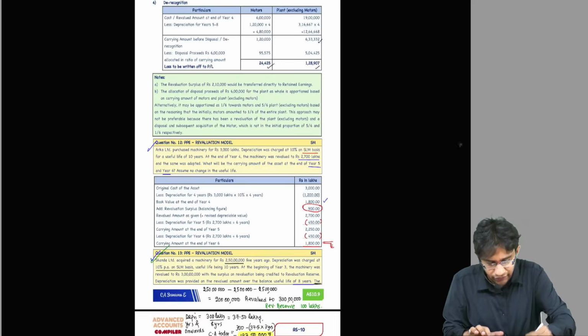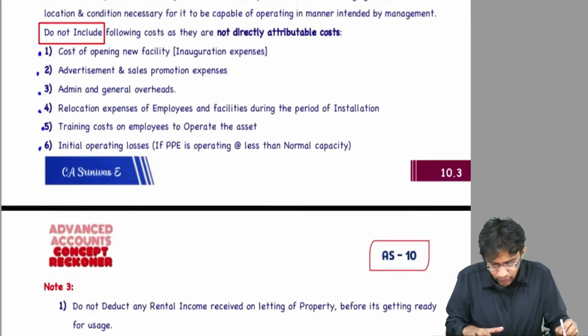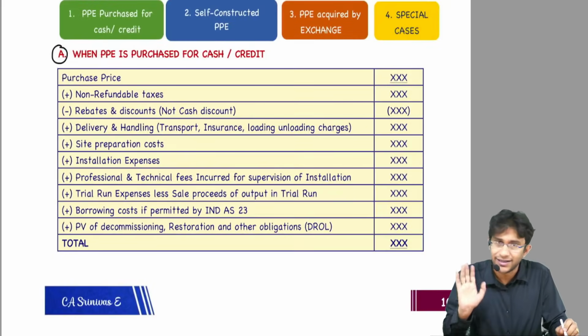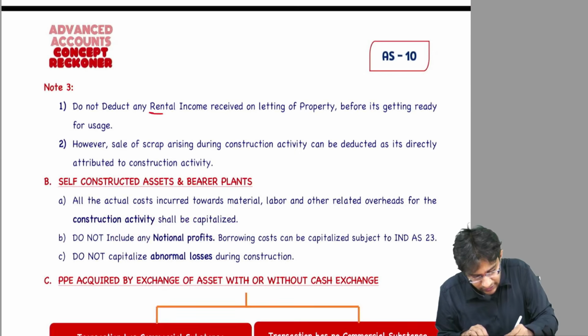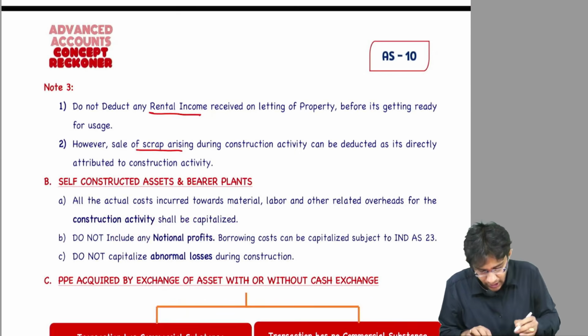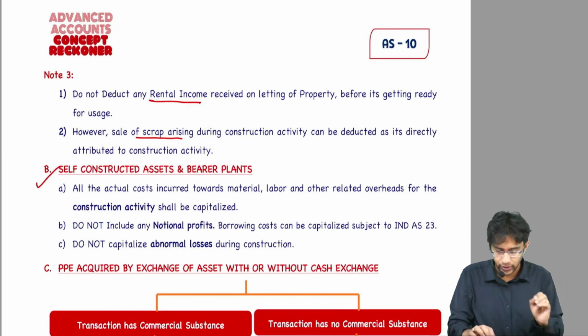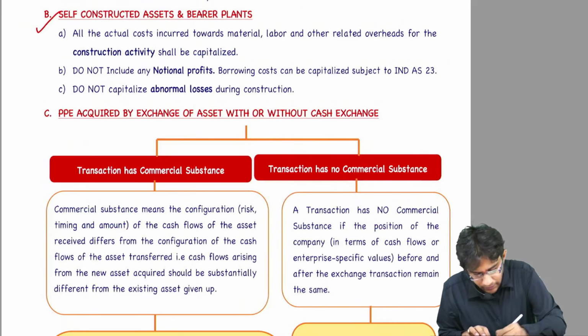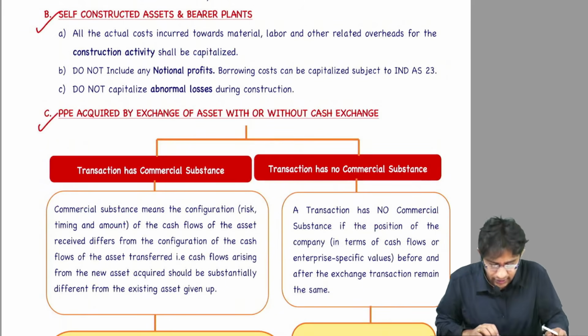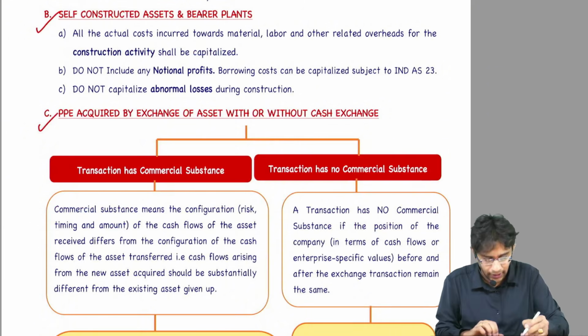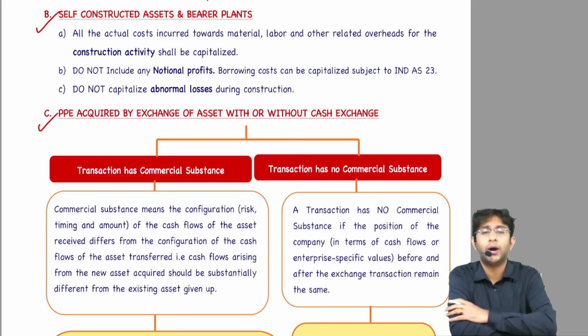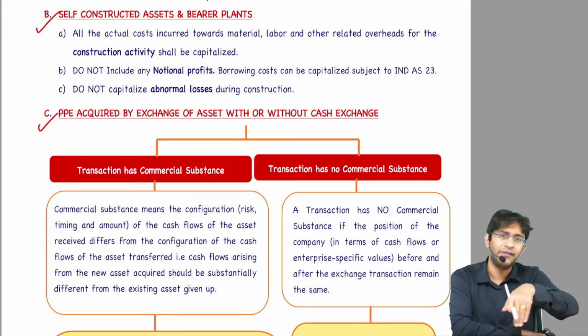So, sir, we have finished two categories now. One is ready-made asset, one is self-constructed asset. In the note points also I have covered, one is rental income, one is scrap. The self-constructed asset point is over. The most important one among all the four categories, this is a little typical, but this is not difficult also, it's very simple. It is about a PPE acquired in exchange of another asset. So I purchased a PPE, in return I have given some other asset.